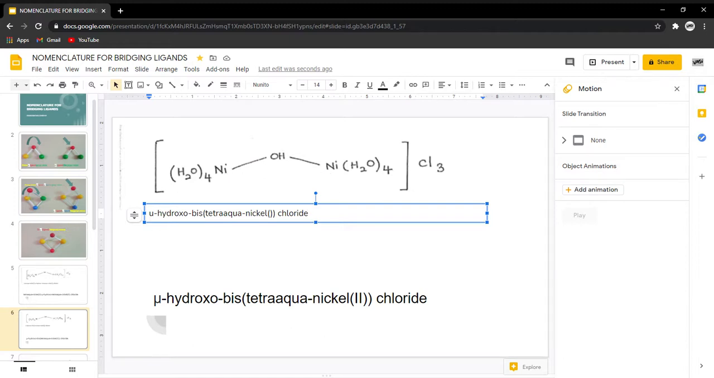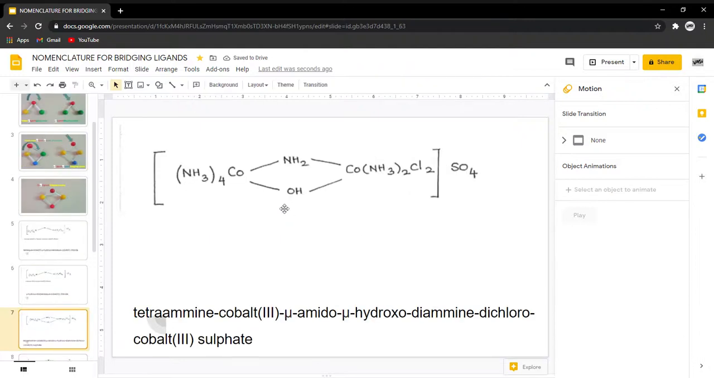Similar to the previous example, it goes the same here also. So 2x minus 1 is equal to the charge on the complex, which is +3. So what will you get? 2x is equal to 4. Therefore, x is equal to what? 2. That's it. Okay. One more example.